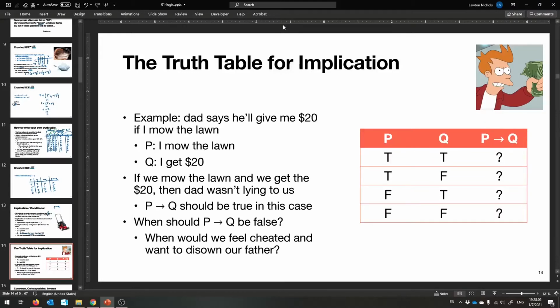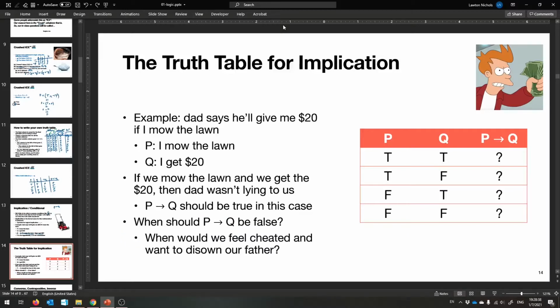And the answer is, well, was Dad lying to us? That's the way you can look at this. That's the way you can frame this question. Okay? So P implies Q, or if P then Q, is true if Dad didn't lie to me, if I mowed the lawn and I got $20, if that happened, that should be true, right? So the question is, when should P arrow Q be false? When should if P then Q be false? That's equivalent to asking, when would we feel cheated by Dad?